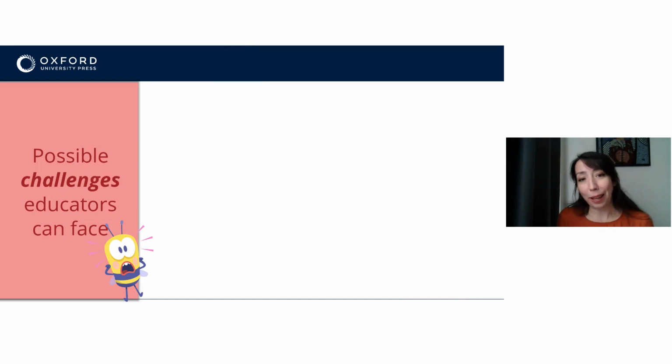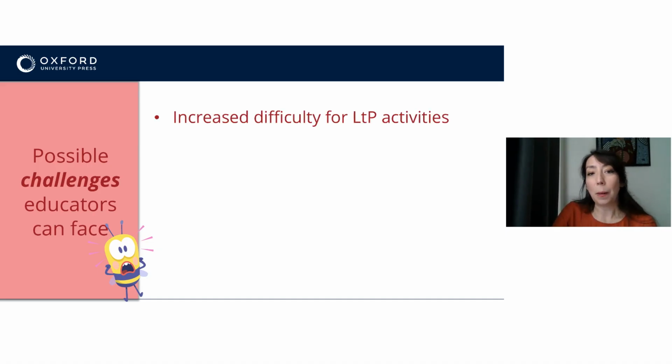But of course, it's not always rainbows and unicorns. There are some challenges, especially when we are teaching English in the classroom. Some of them might be the increased difficulty of learning through play activities. So you need to make sure the games match the proficiency level of your students. Of course, we are talking about pre-primary and primary students, but still they learn and improve their English, so we need to make sure that it is in line with the games too. So the more they learn, the more challenging the games might become.